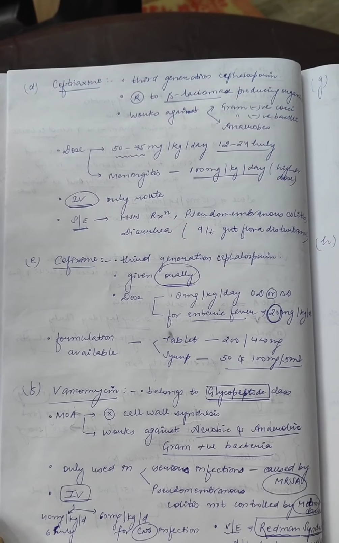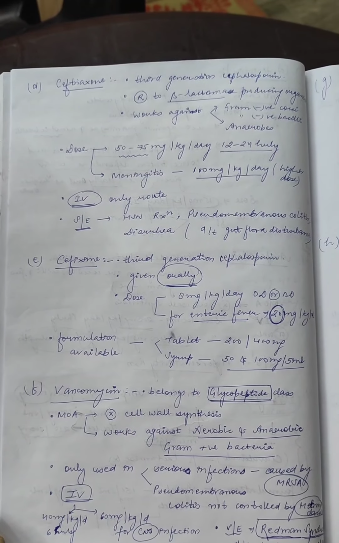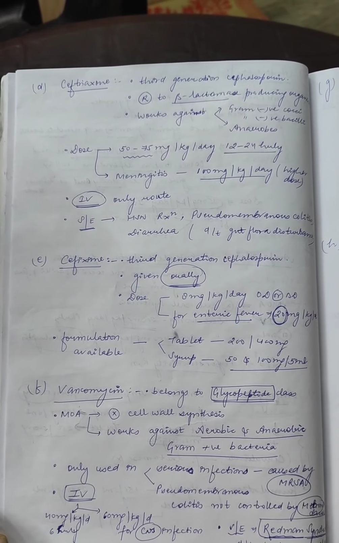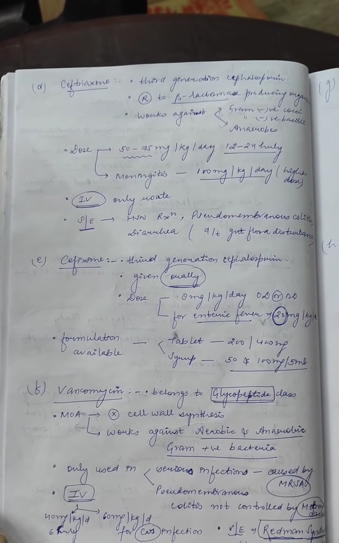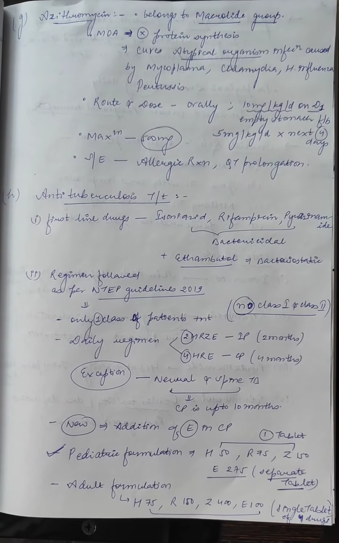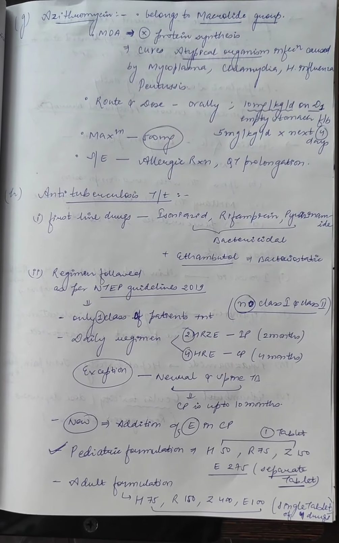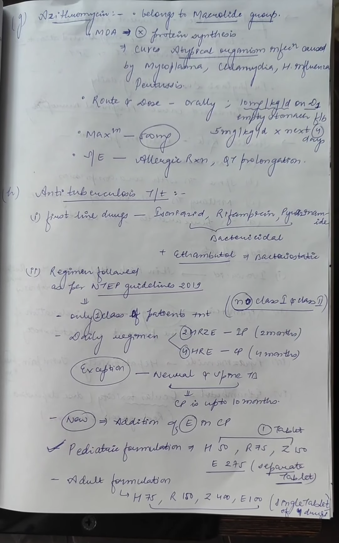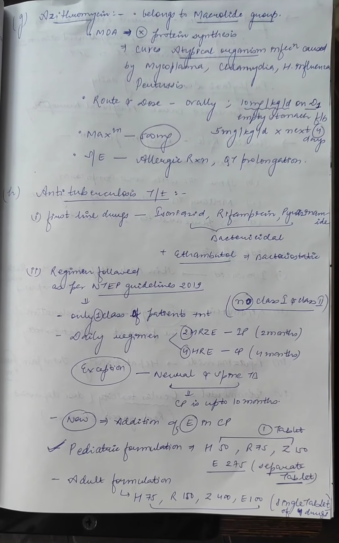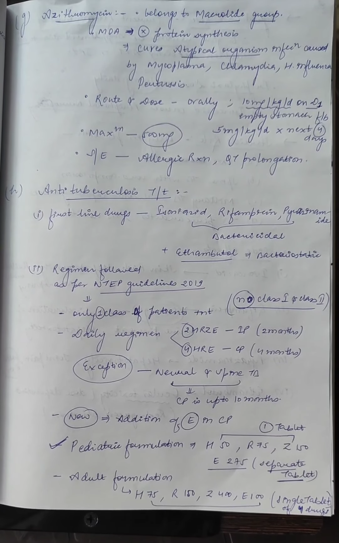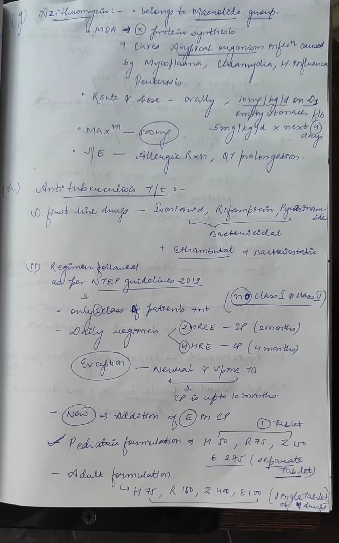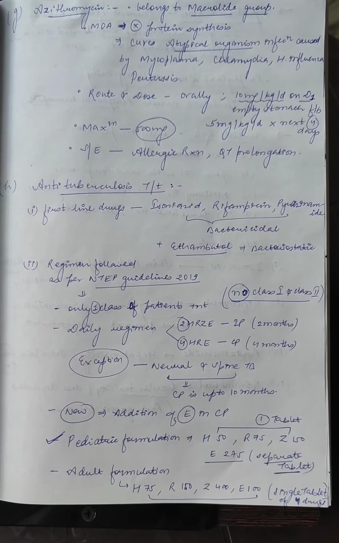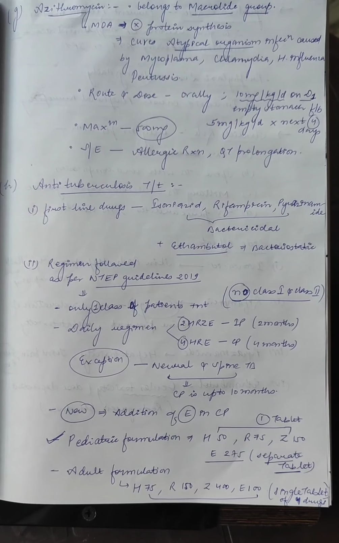Next we are going to discuss azithromycin. Azithromycin belongs to the macrolide group, and mechanism of action: it inhibits protein synthesis and it treats atypical organism infections which are usually caused by mycoplasma, chlamydia, H. influenzae and pertussis. Regarding route and dose, azithromycin is given by oral route. On day 1 it is given as 10 mg per kg per day on an empty stomach, followed by 5 mg per kg per day for the next 4 days. Maximum is 500 mg. Side effects are allergic reaction and QT prolongation.